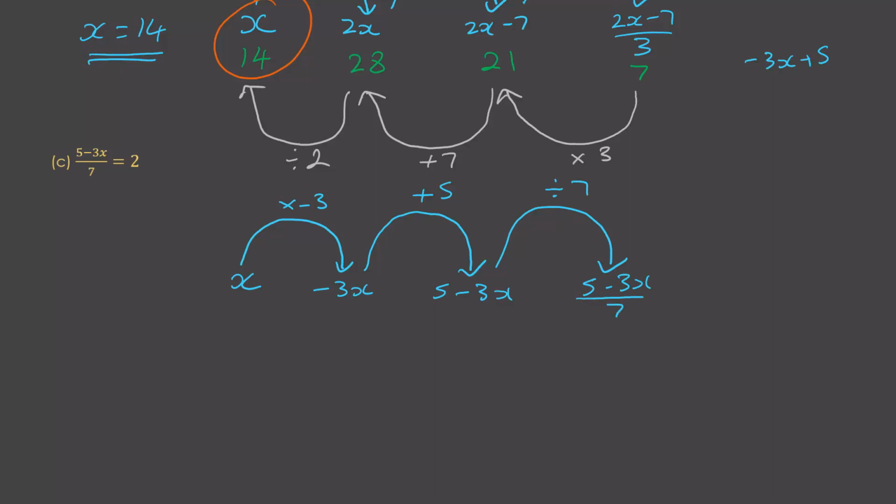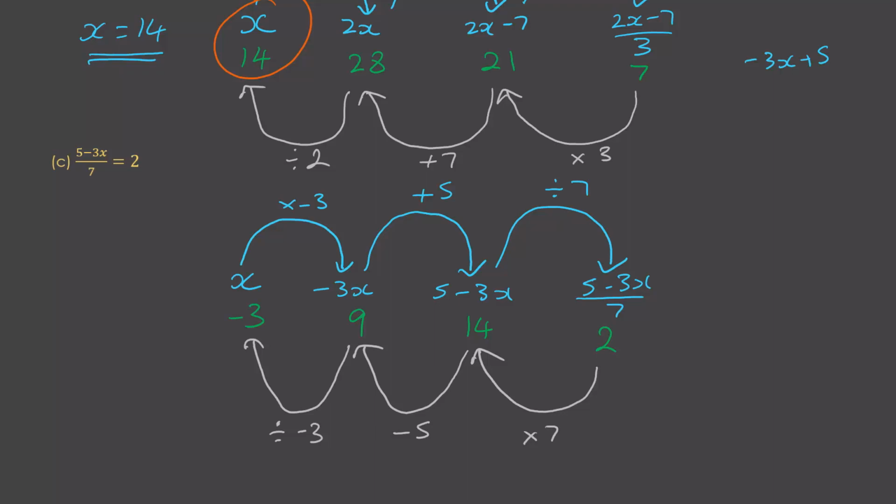Coming back the other way, we would multiply by 7, subtract 5, and divide by negative 3. So we need to start with the 2, multiply that by 7 is 14, take away 5 is 9, divide that by negative 3 is negative 3. So from here we get ourselves the answer that x equals negative 3.